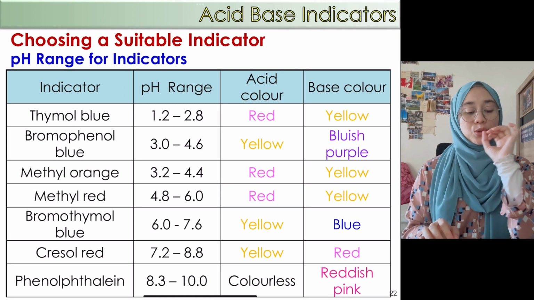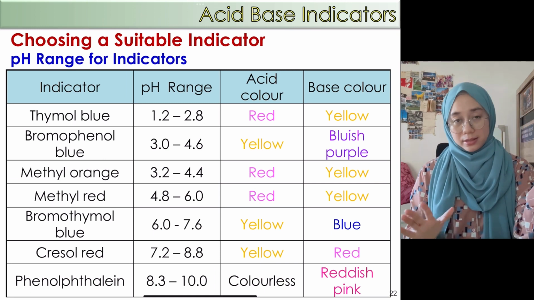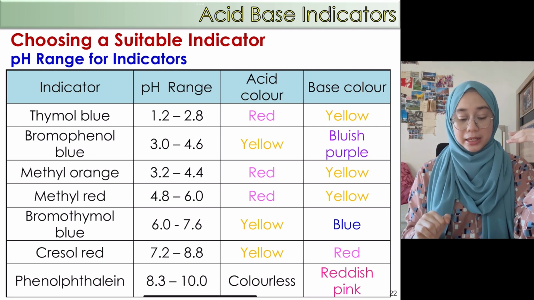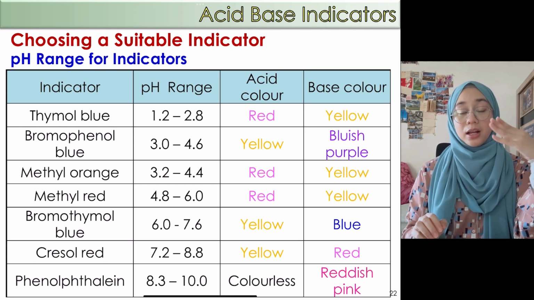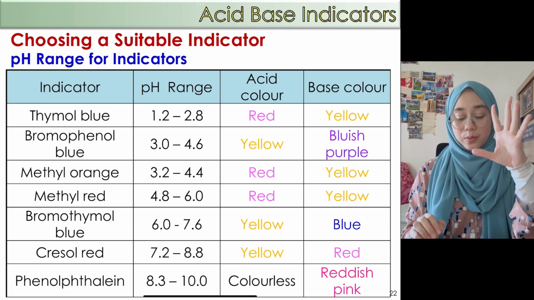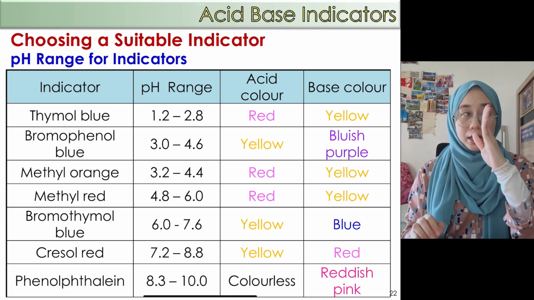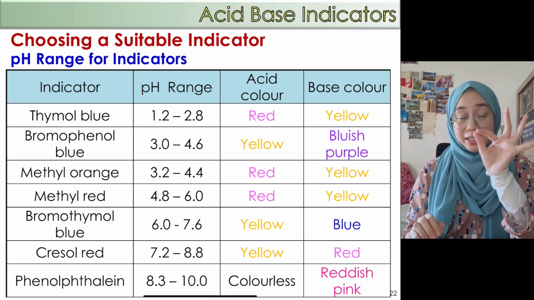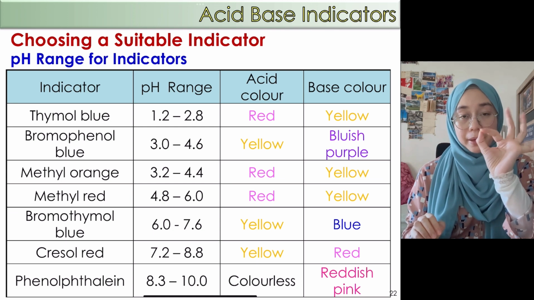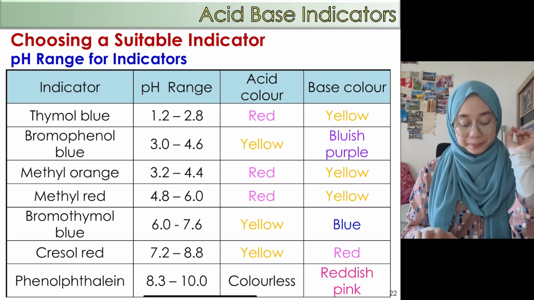Okay, so choosing a suitable indicator. The pH ranges for indicators are as in the table here. Usually we look at phenolphthalein. Phenolphthalein in acid is colourless, while in base it is reddish pink. To determine the equivalence point, we try to identify the very pale pink, which means it has just passed the equivalence point actually.